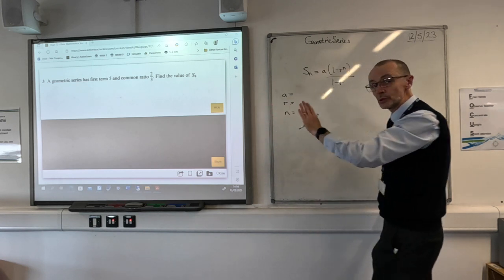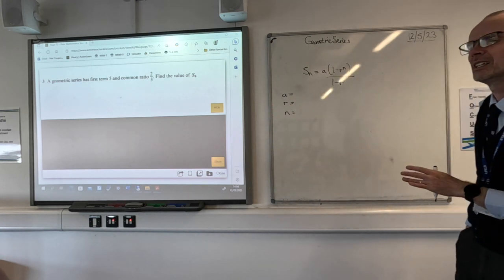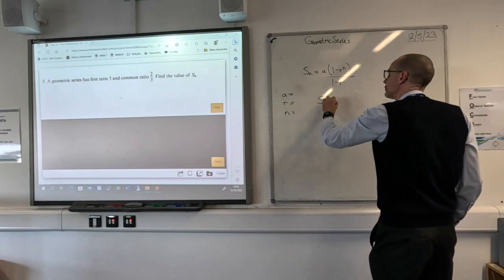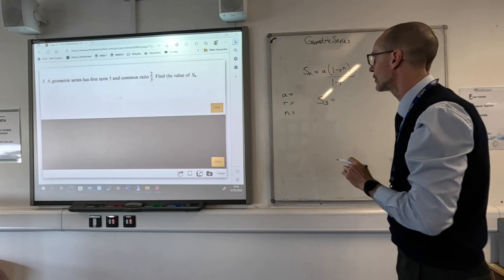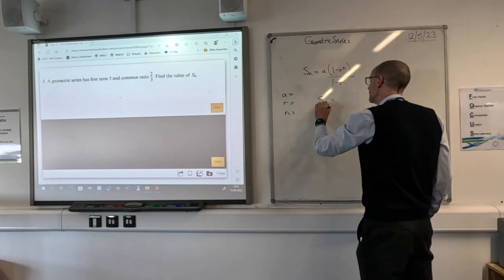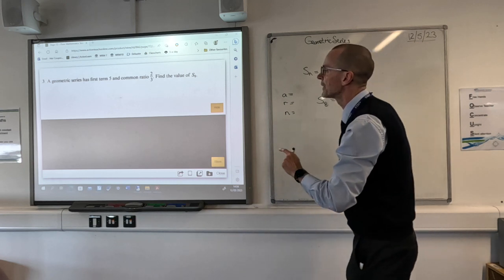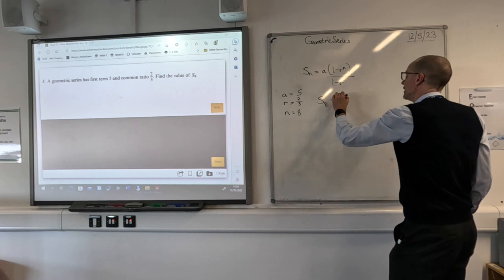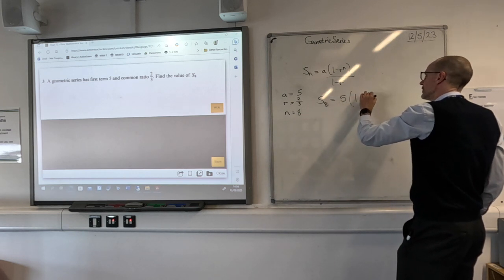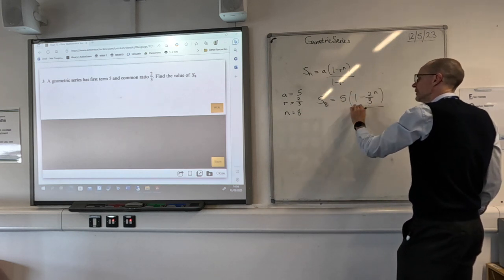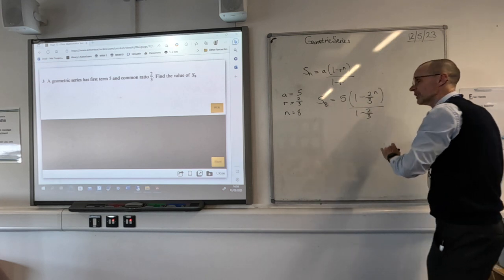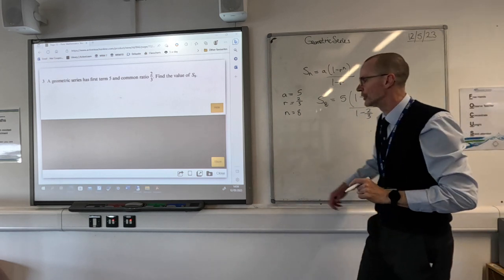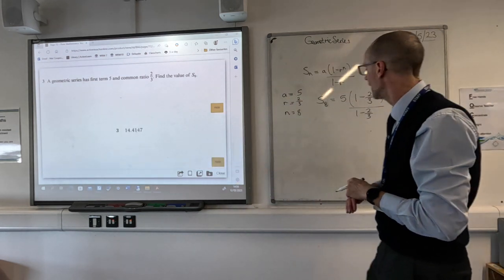So in this question here, which we did yesterday, we would say the sum of the first 8 terms is what they're asking for. The first term is 5, so it's 5 times 1 minus 2/3 to the power of n over 1 minus 2/3. And you can just whack that into your calculator. n is 8, and you get that answer there.